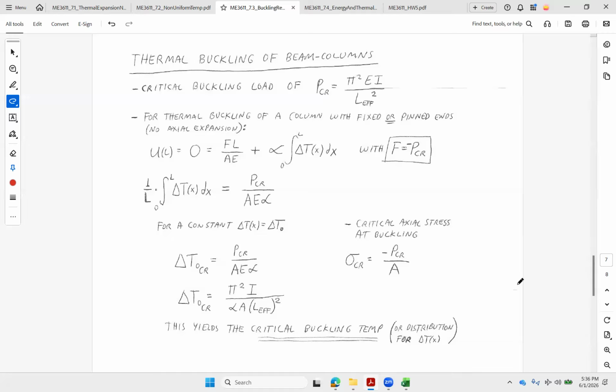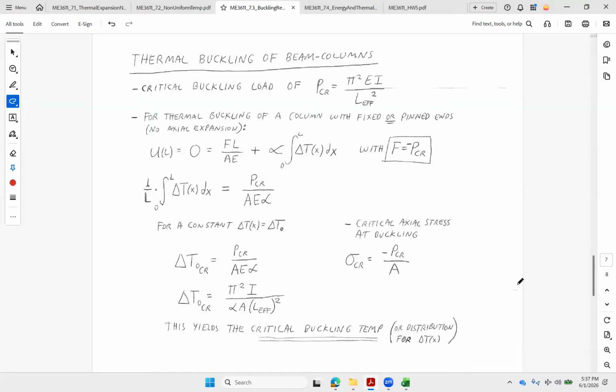So we cannot buckle anything that we're cooling down, because it would want to shrink. It's going to be a tension. It's very, very hard to buckle something in tension. I saw it done once, but I wouldn't recommend it. So we can see that a positive delta T is what we get when we have P critical as a compressive load and AE in and out. So a positive delta T will give us our solution from a given buckling.